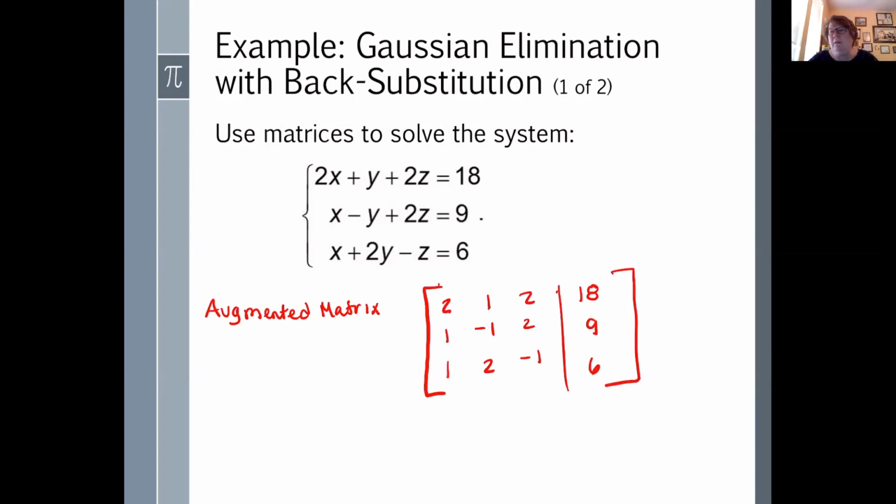And then I'm going to check it by rows. The first row should be 2, 1, 2, 18. Second row should be 1, -1, 2, 9. And the third row should be 1, 2, -1, 6. So I am good to go. I'm ready to put this in my calculator. So I'm going to share my TI-84 emulator.